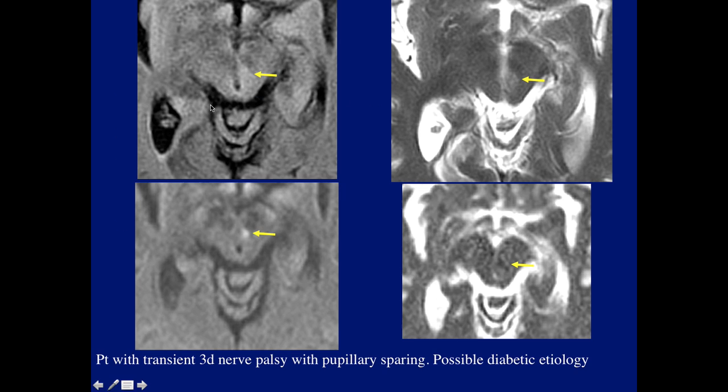And here's a case. Patient had a transient third nerve palsy with pupillary sparing. There was a question of possible diabetic etiology. And again, we see here the abnormality and the course of where the fibers would be traveling from the nucleus.